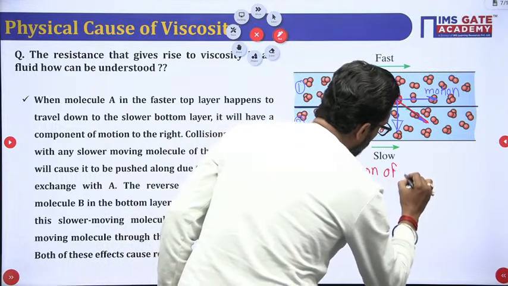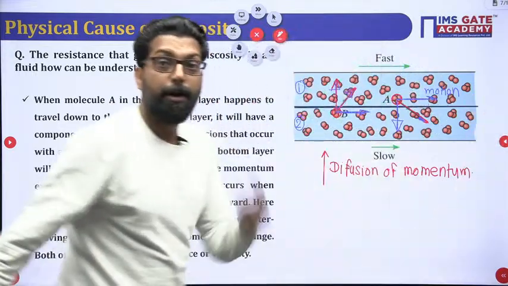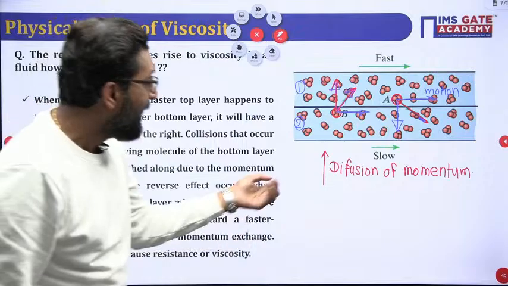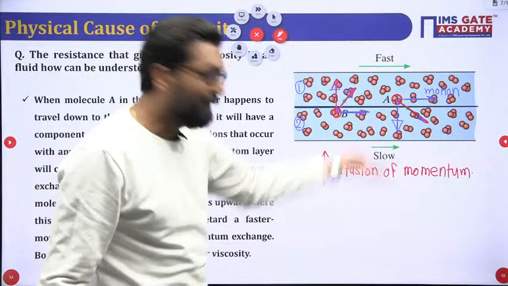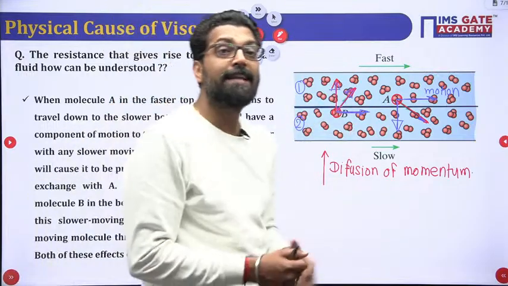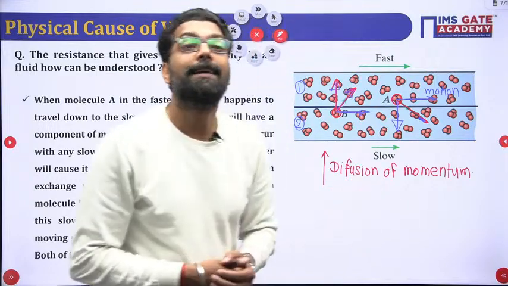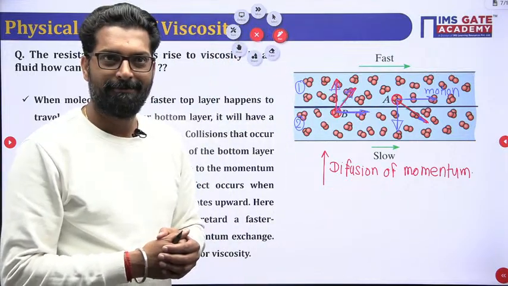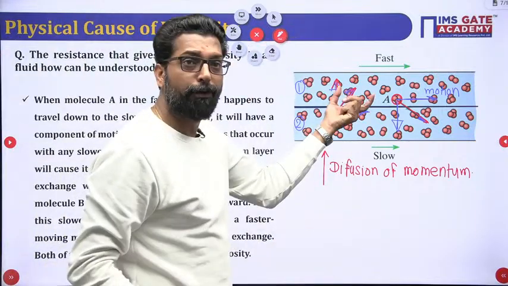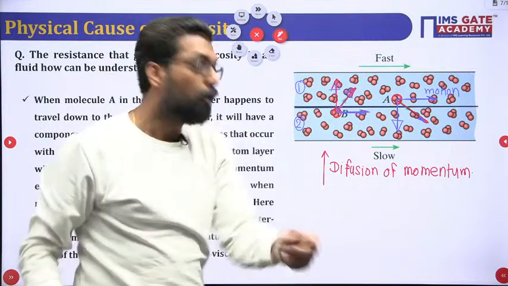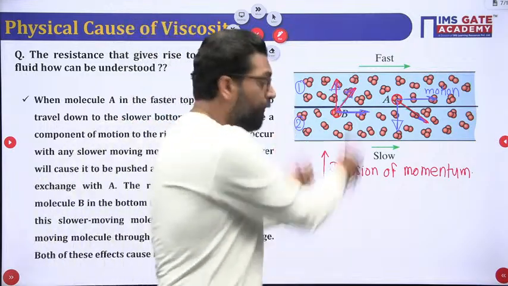Diffusion of momentum. Now, my dear, the higher the diffusion of the momentum, let's suppose the diffusion is high, then what happens? The higher the diffusion of momentum, the higher the viscosity, and the higher the boundary layer growth. So the higher the diffusion, the higher the viscosity. The lower the diffusion, the lower the viscosity. Clear?